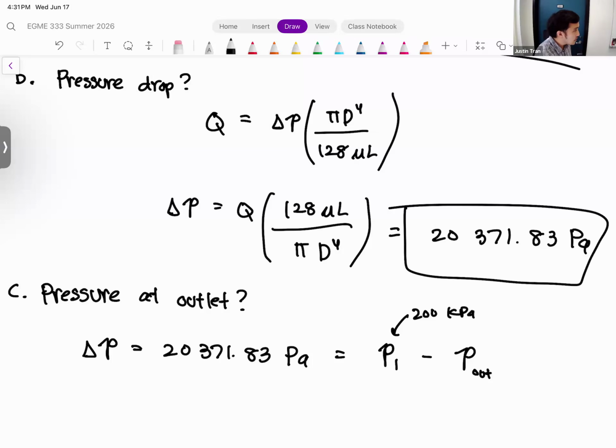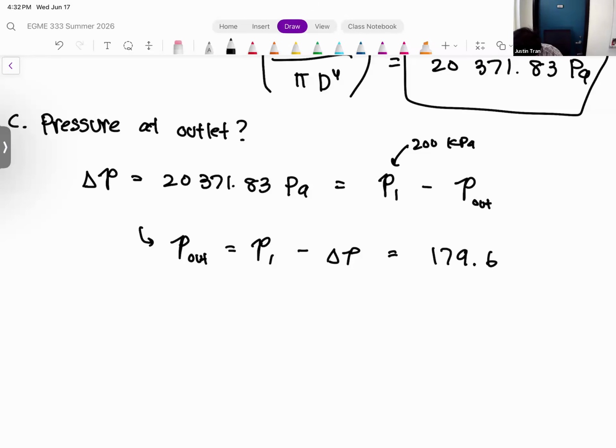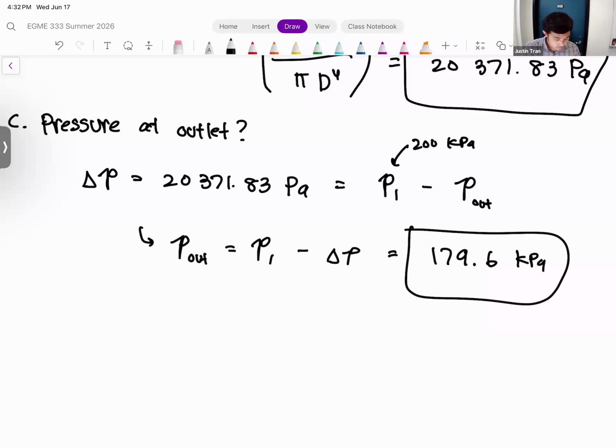All we have to do to solve for P out is rearrange this formula. So P out will be equal to P1 minus delta P. We simply plug in the numbers, noting that 200 kilopascal is 200,000 pascal, and what we get is about 179.6 kilopascal. So that is the pressure at the outlet.